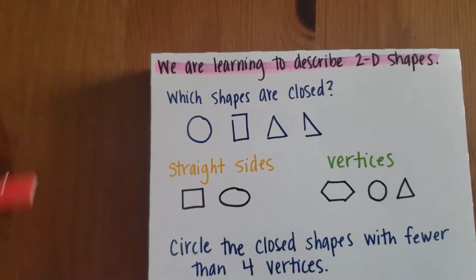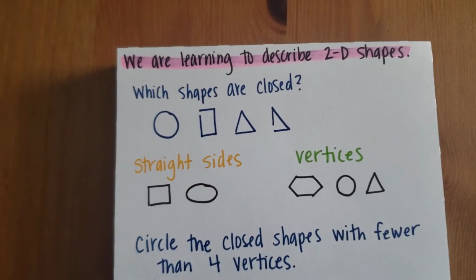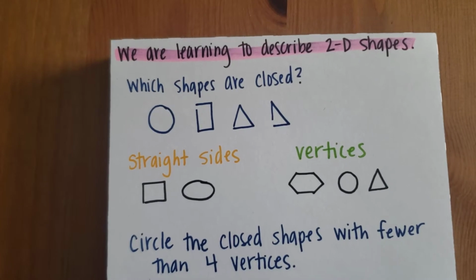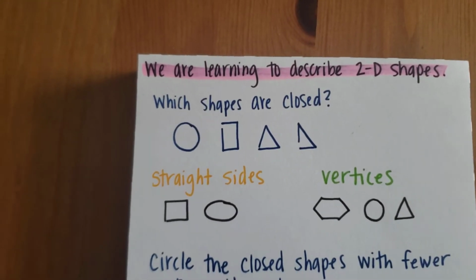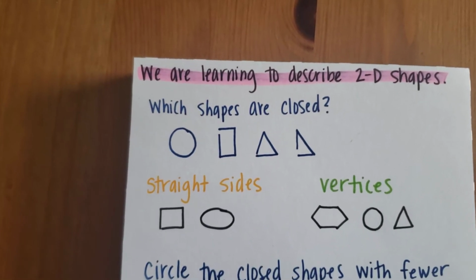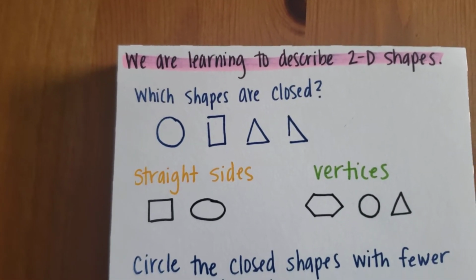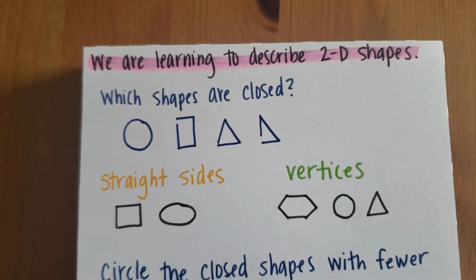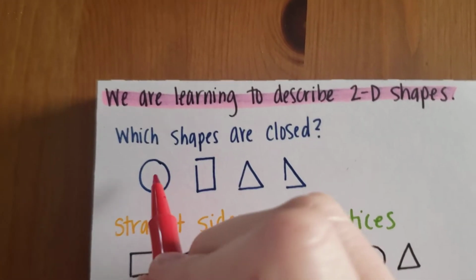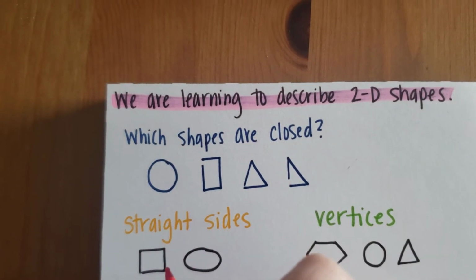Okay, I'm going to do a quick lesson on shapes. So this week we are learning to describe 2D shapes. Which shapes are closed? If it is a closed shape, which is really what we normally talk about, that means there are no gaps, there's no openings. So when we're looking at this, is this shape a closed shape?